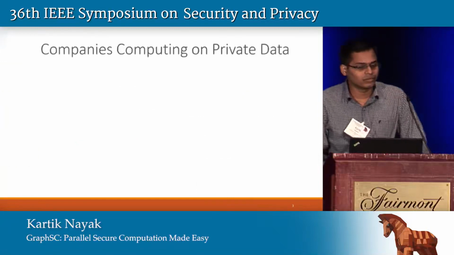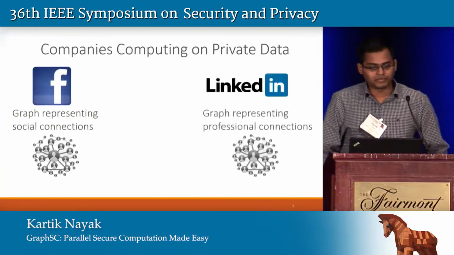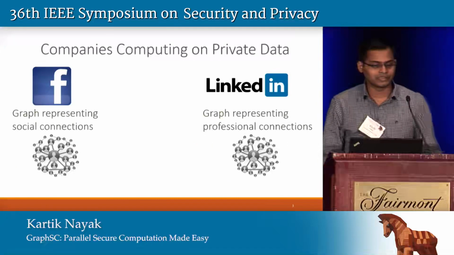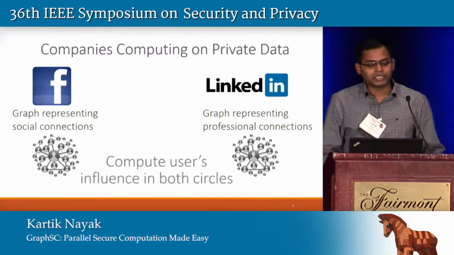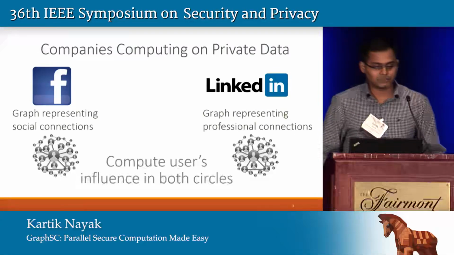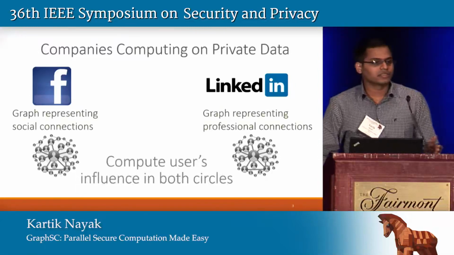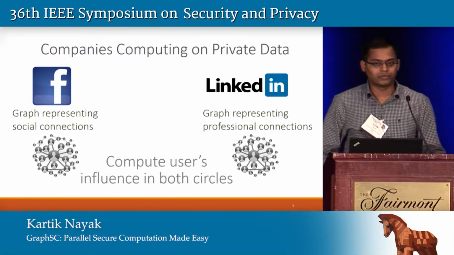Consider another scenario wherein you have two companies, say Facebook and LinkedIn, wherein Facebook has a graph representing social connections and LinkedIn has a graph representing professional connections. And they want to compute a user's influence in both circles, that is the professional circles as well as the social circles. Obviously, Facebook does not want to share its data with LinkedIn and vice versa.